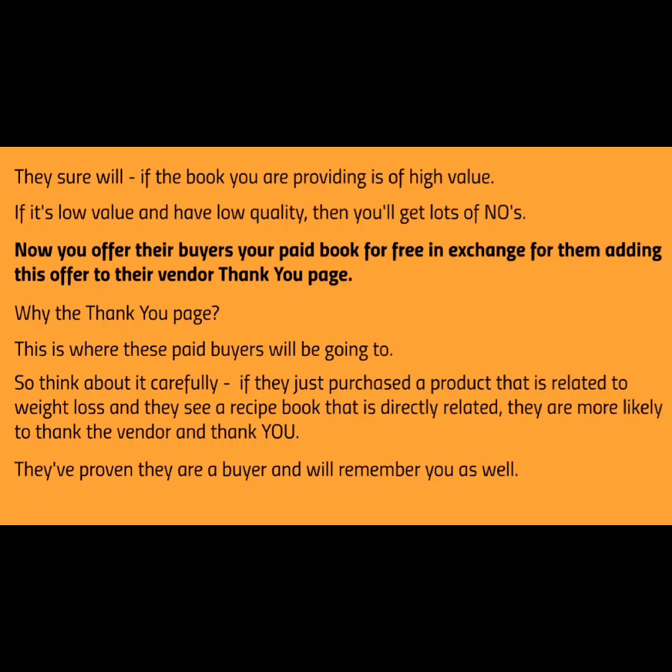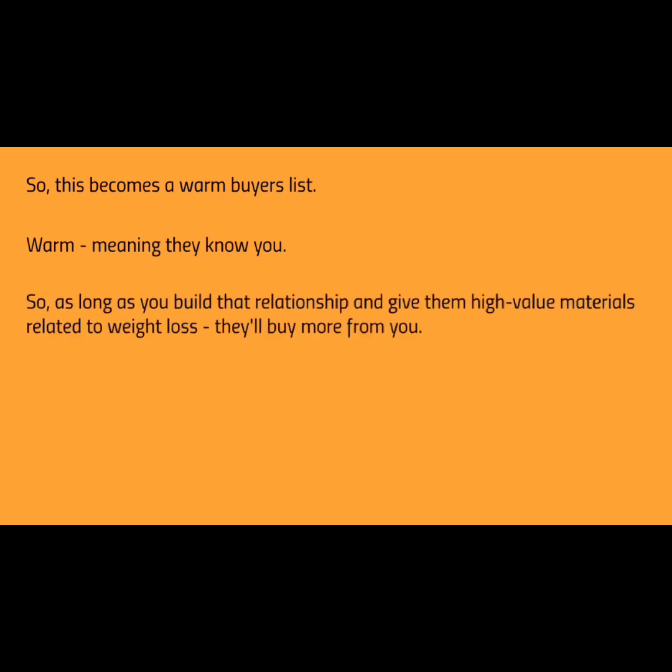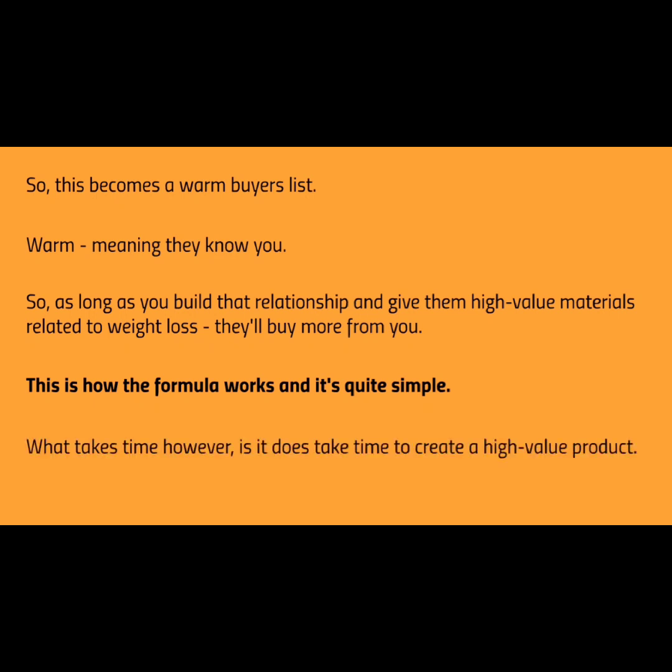Basically, they are a proven buyer and they're going to remember you as well. So this becomes what we call a warm buyers list. Cold list means that they don't know you at all. They don't know who you are. They just subscribe to your list. They don't know what you can offer to them. So they have that connection. They know you, basically. That's what that means. So as long as you build that relationship up and you constantly give them high value materials related to weight loss, they'll buy from you. And this is how the formula works. And it's very simple, as you can see.